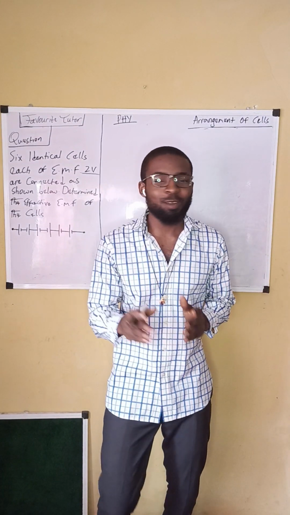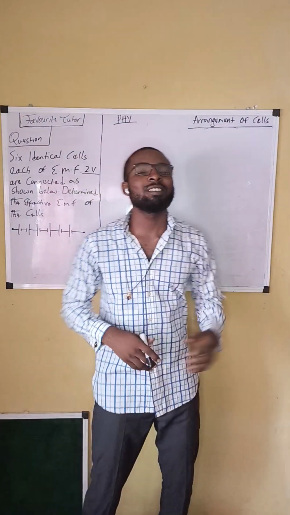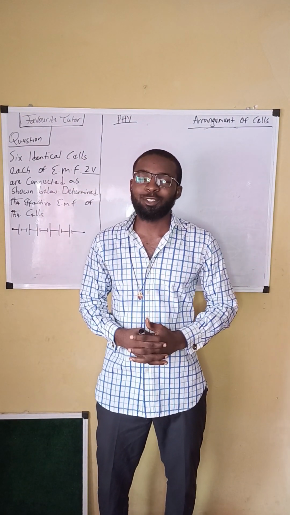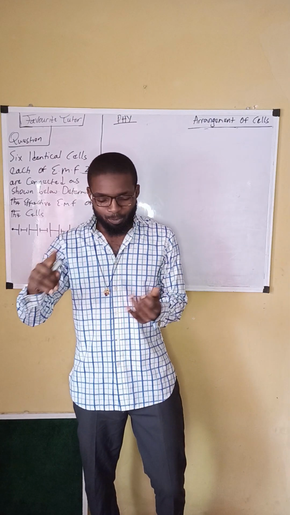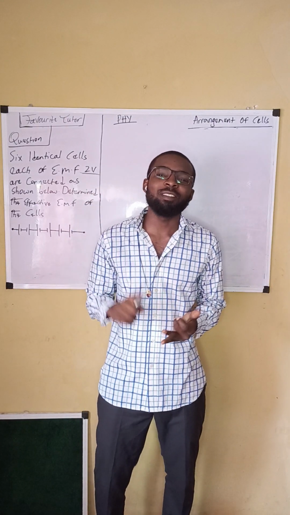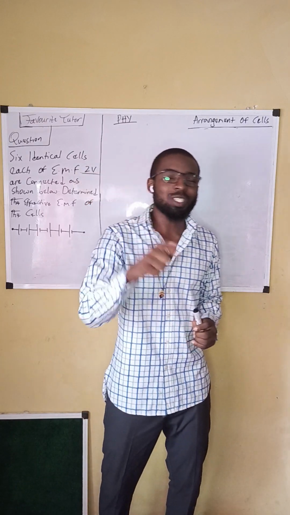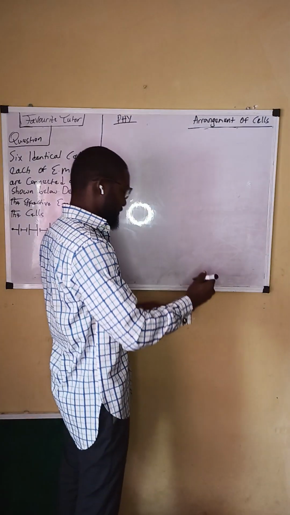Okay, today we'll be talking about arrangement of cells. Arrangement of cells, that is the connection of batteries in an electrical circuit. We have the series connection, we have the parallel connection. We are going to treat them one after the other. First we start with the series connection.